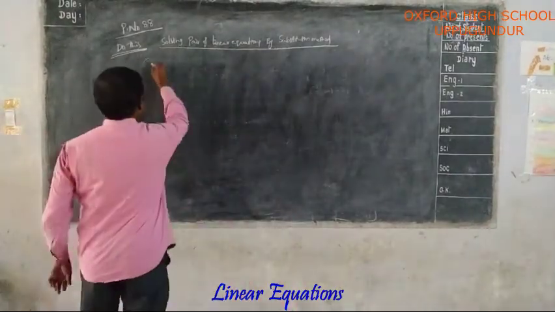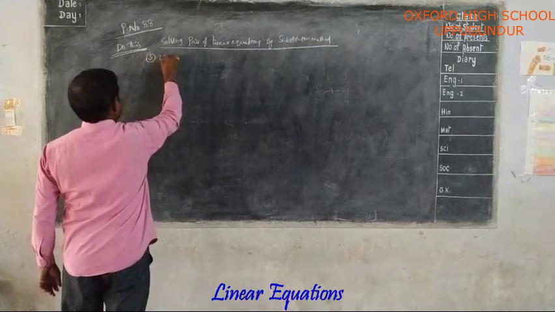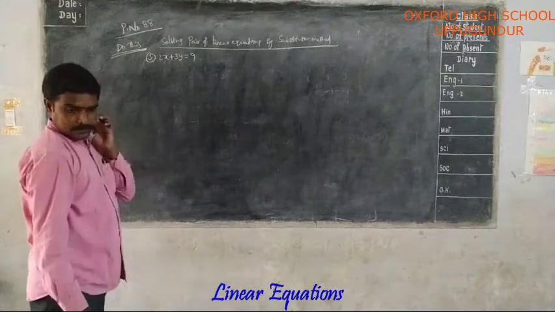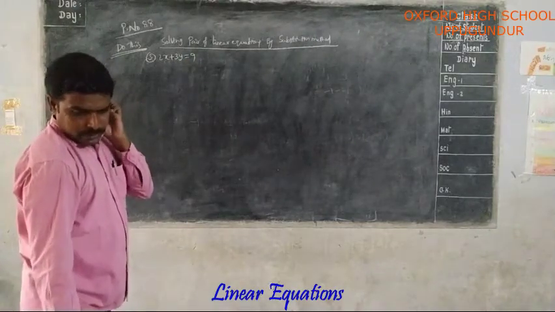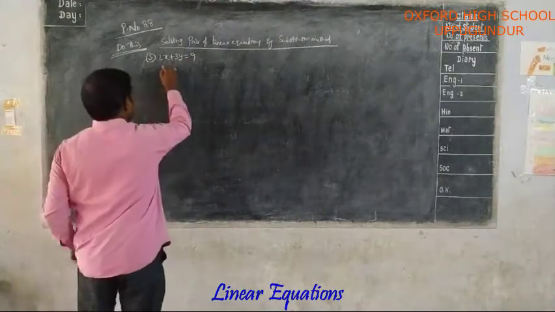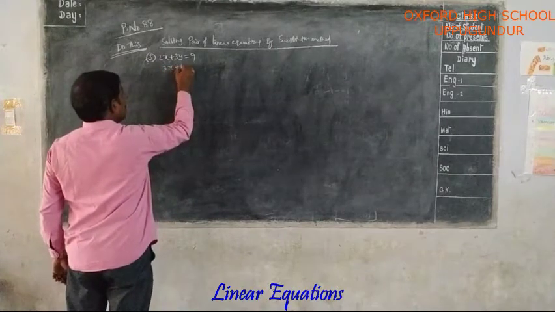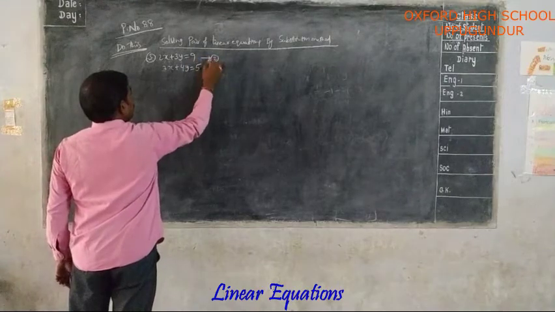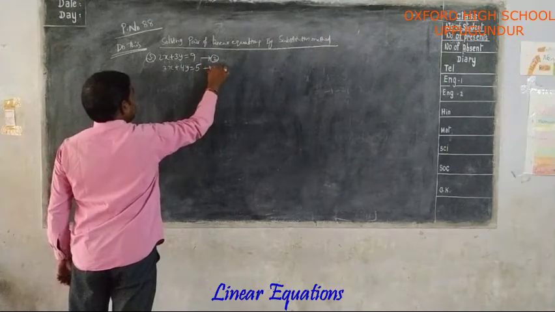2x plus 3y equal to 9. 3x plus 4y equal to 5. So consider these two as equation 1 and equation 2.